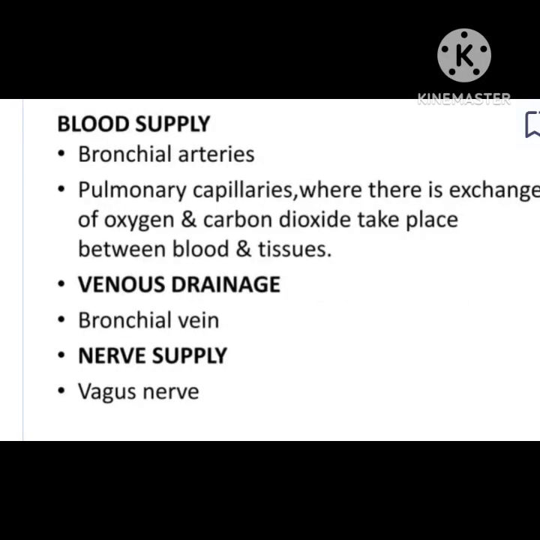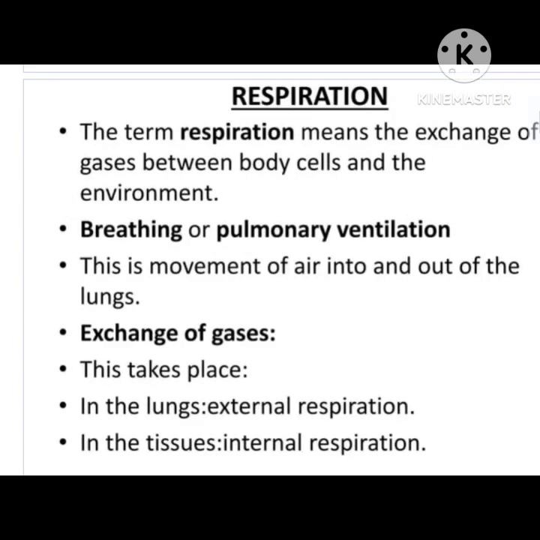So now the blood supply. The bronchial artery is responsible for that. Pulmonary capillaries are where the exchange of oxygen and carbon dioxide takes place. Venous drainage is by the bronchial vein, and nerve supply is by the vagus nerves.